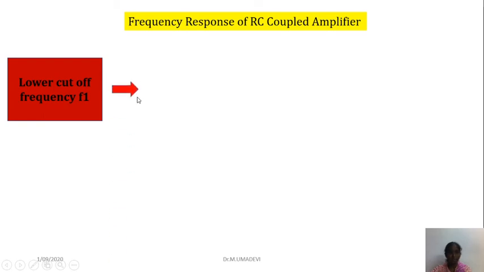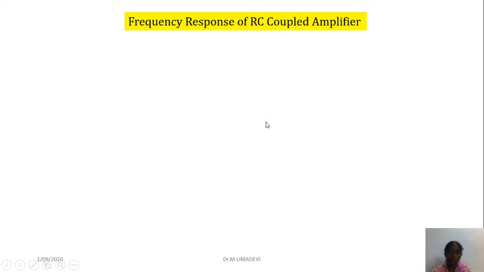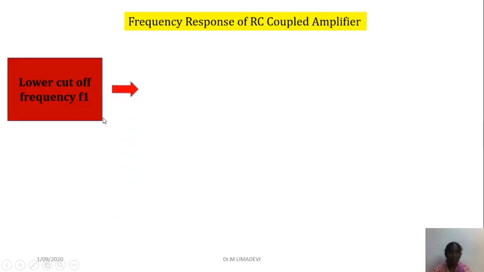First one, low cutoff frequency F1. It is defined as the frequency at which the magnitude of the voltage gain in the low frequency range falls to 1 by root 2 of the mid frequency gain. The constant one is called the mid frequency gain. Mid frequency gain is different from bandwidth, students, don't confuse them. Bandwidth is nothing but the upper cutoff frequency minus the lower cutoff frequency. But the mid gain is nothing but the constant voltage gain. Right, I think you can understand now. So this is about the low cutoff frequency.